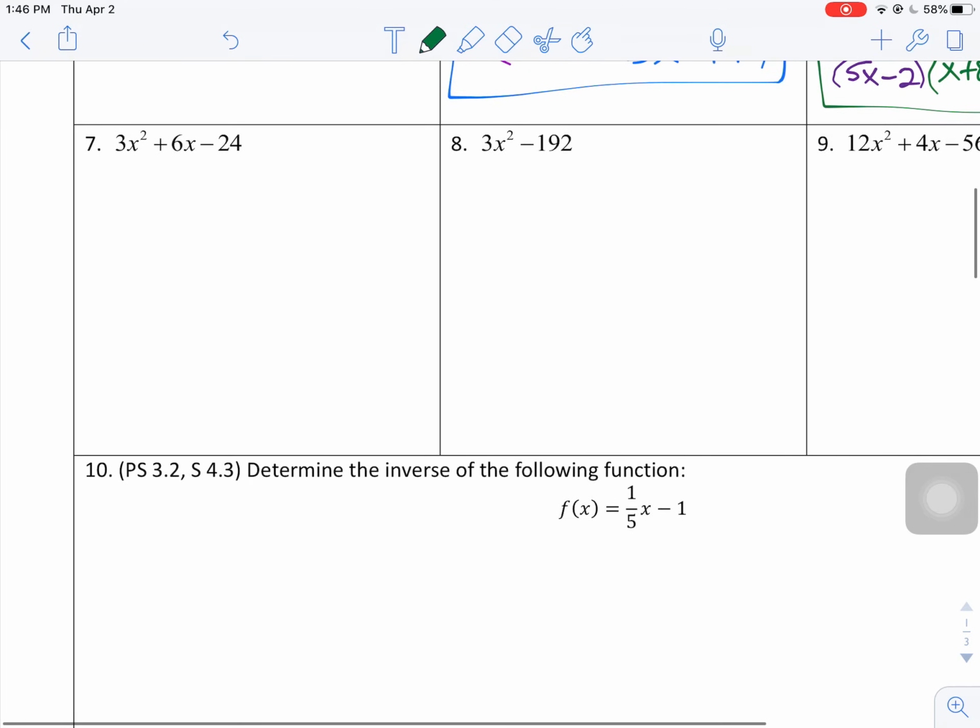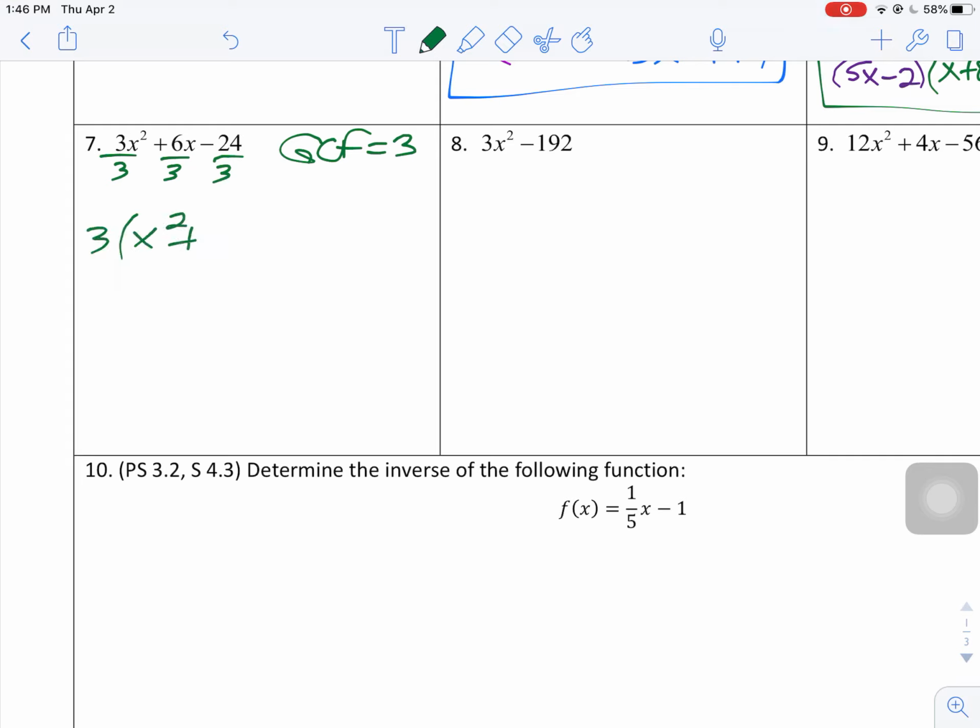On number 7, is there a GCF other than 1? Yes, there's a 3 there. So we're going to divide everything by 3. And then looking at our leftovers, I see 3 terms, and the number in front of the x squared is an invisible 1. So the leftovers are a basic trinomial. So I'm going to multiply to the number in the back, which is negative 8. I want to add to the b value, which is the number in front of the x.